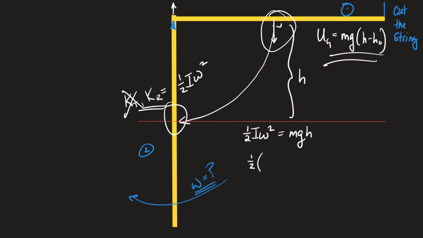What do you mean you're not ready? 1/2. What are we going to put in for I? 1/3 ml squared. Excellent. And we'll have omega squared there. And then mgh. Okay. I think we've got some stuff in here. Let's see what we do know. First, do you notice we can get rid of those m's? M's are gone. Yep, m's are gone.